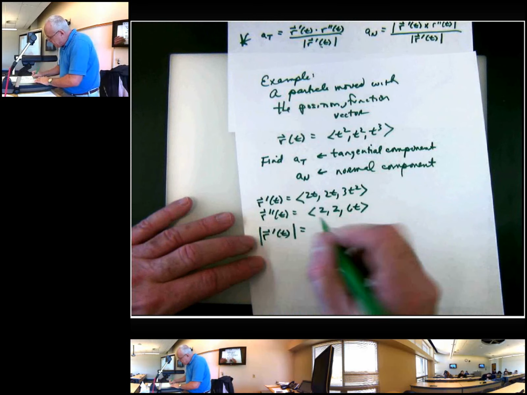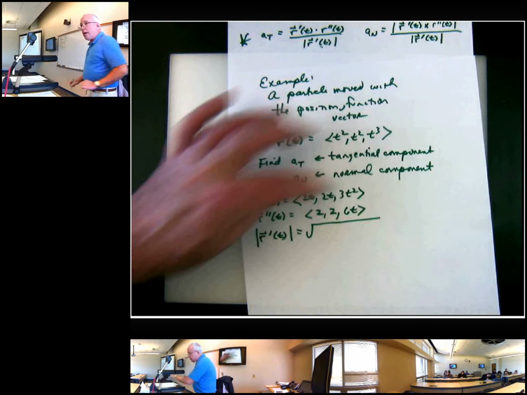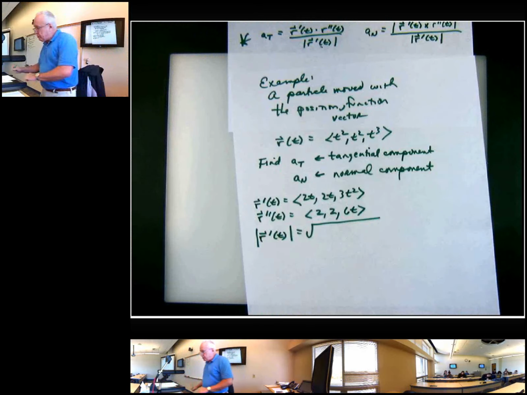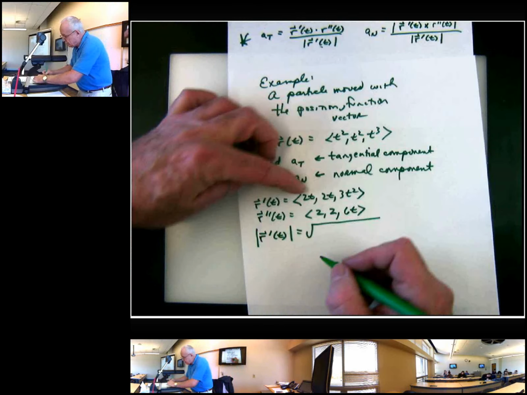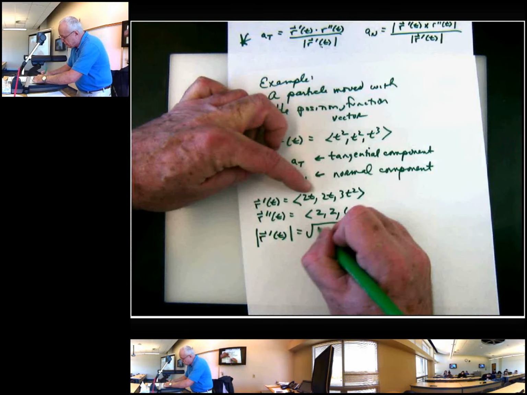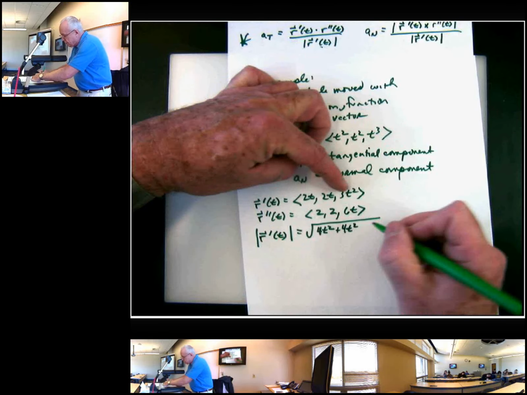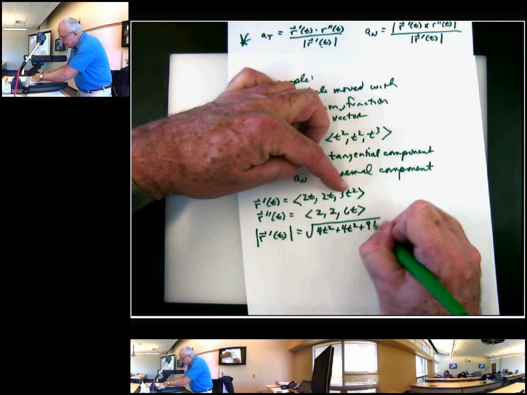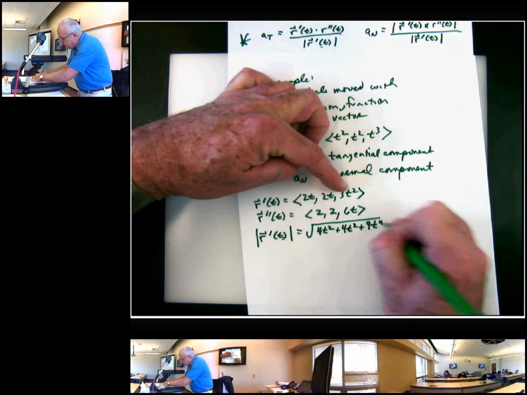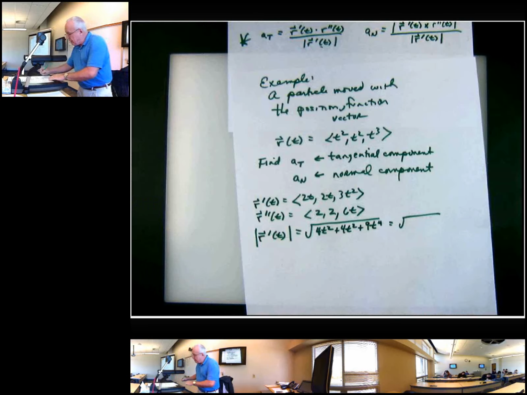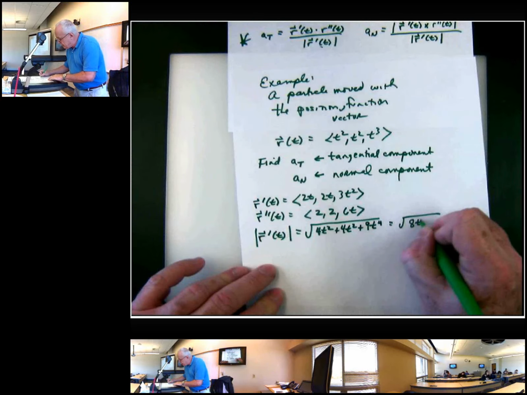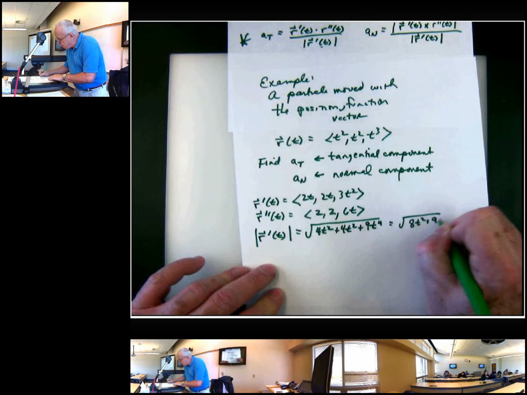That's going to be the square root of the squares of those components. The square of this is 4t squared, plus the square of that, 4t squared, plus the square of that, which is 9t to the fourth. So when we combine, we get the square root of 8t squared plus 9t to the fourth.